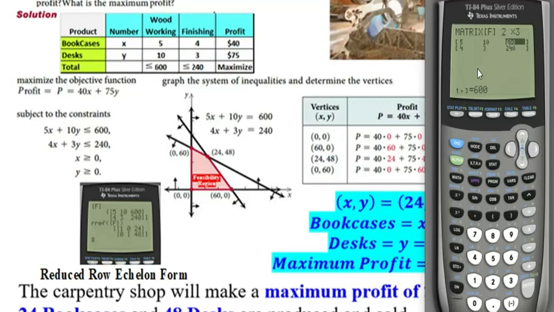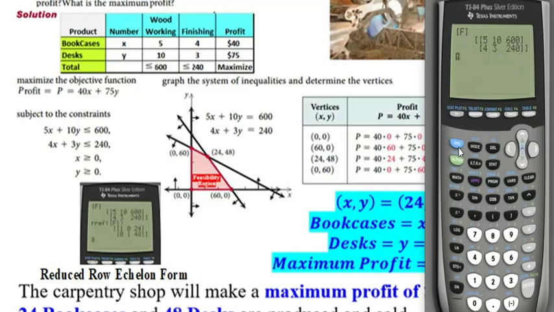Okay, so let's make our entries correct. 5 for x, 5, 4. For y, 10, 3. Augmented with 600, 240. Then second quit, second matrix, matrix F, and here it is: 5, 4, 10, 3, augmented with 600, 240.